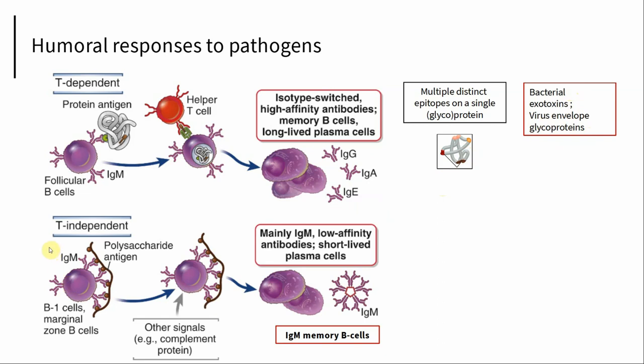For T-independent antigens, you can develop an IgM response composed of low affinity antibodies, and these IgM secreting plasma cells develop in the extrafollicular compartment. However, they can lead to the production of IgM memory B cells. So this can also be a kind of long-lived memory B cell response.